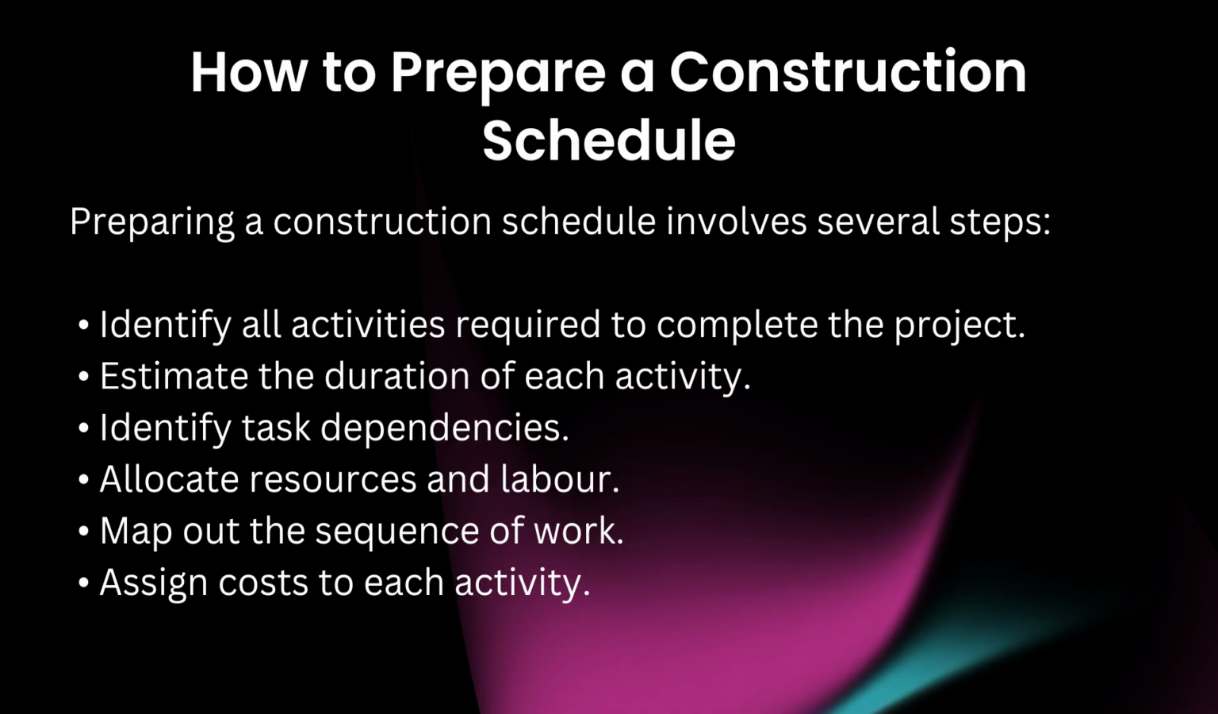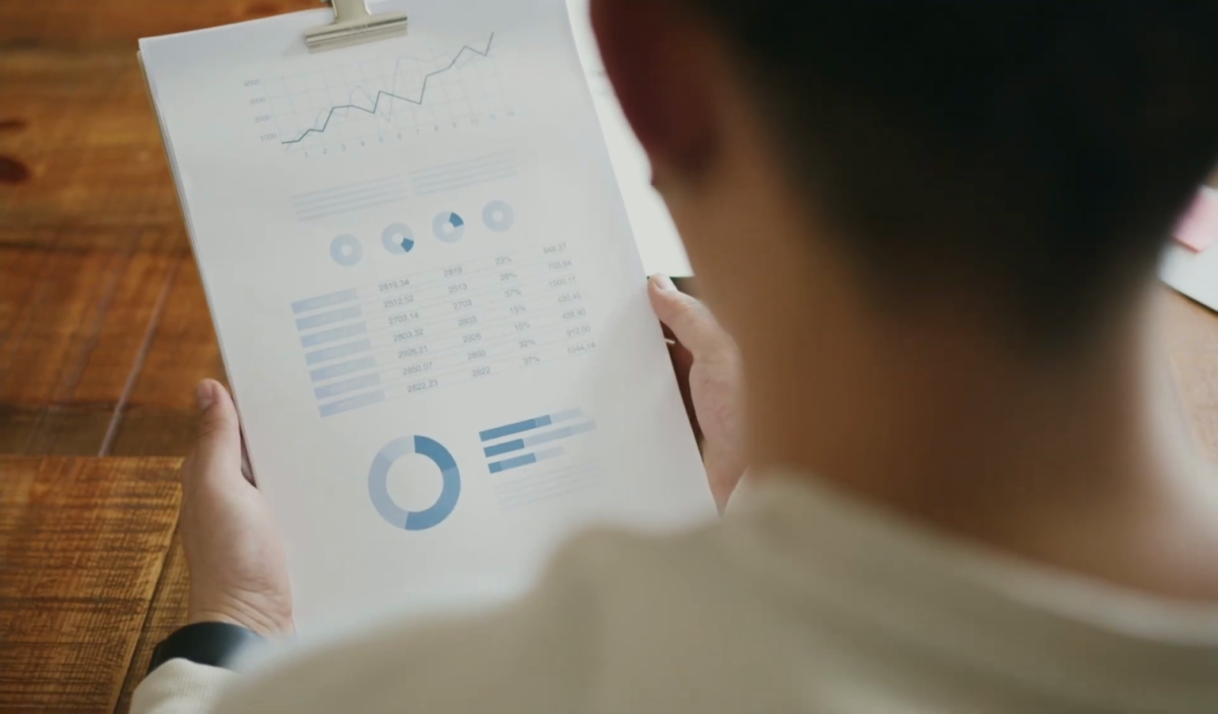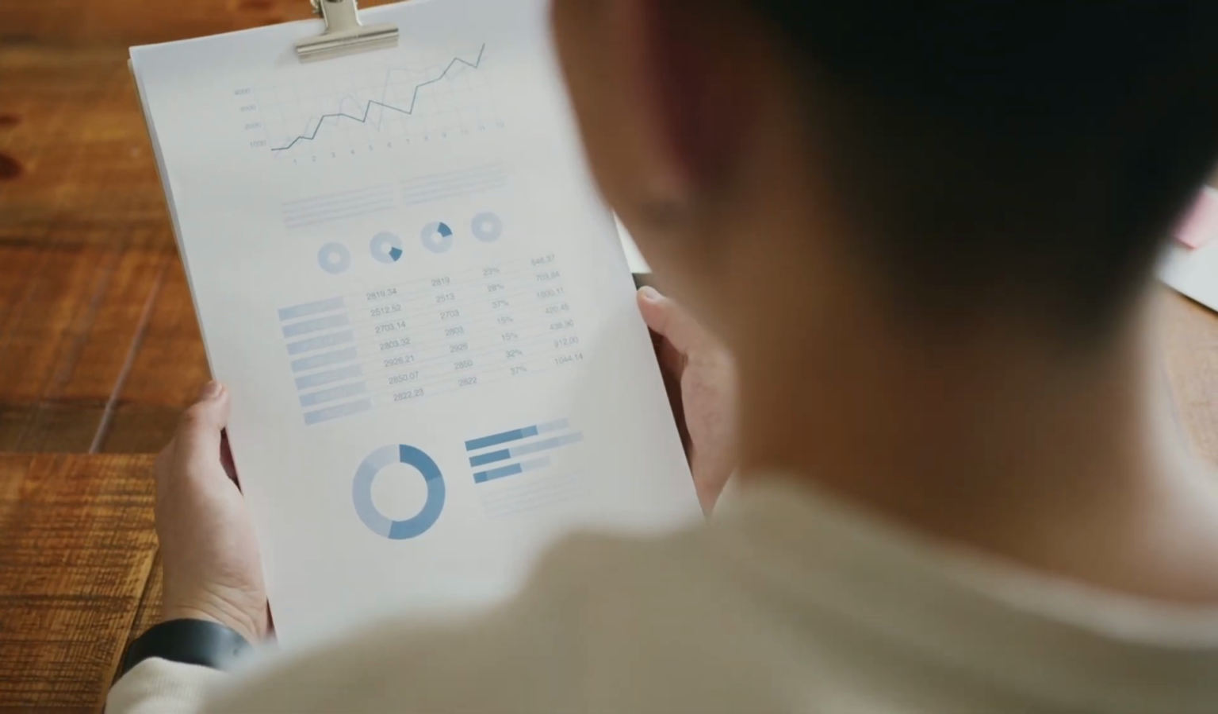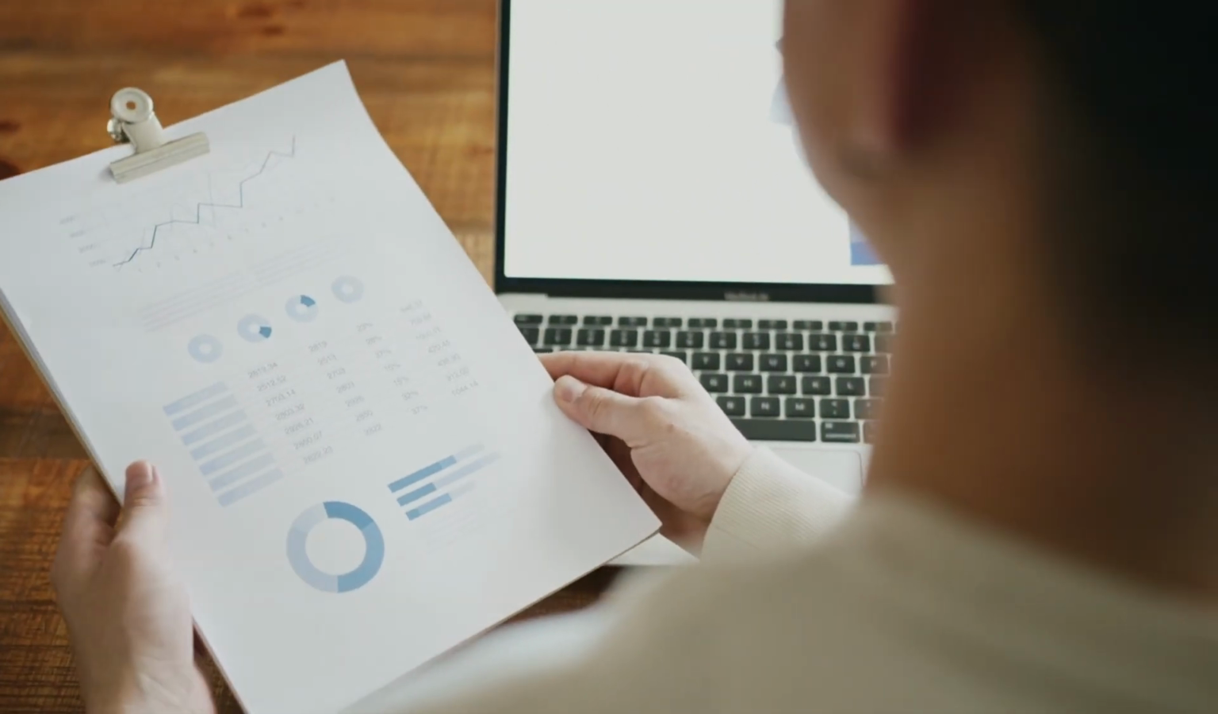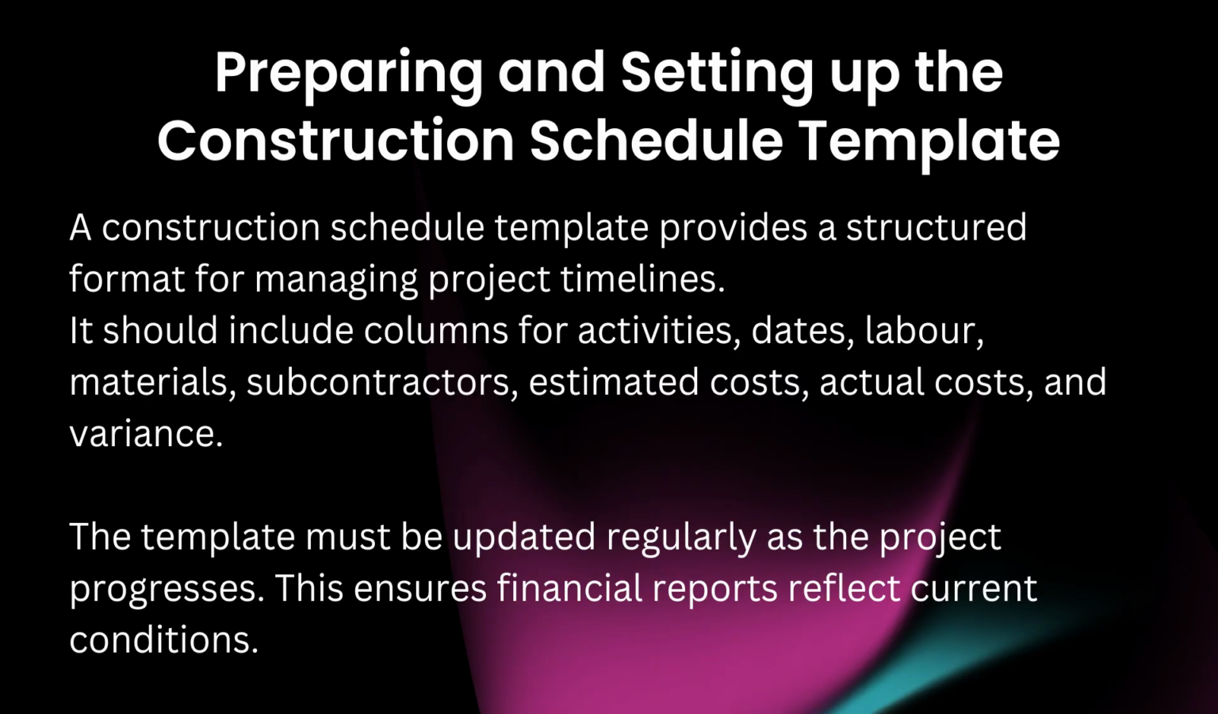How to prepare a construction schedule. Preparing a construction schedule involves several steps. Identify all activities required to complete the project. Estimate the duration of each activity. Identify task dependencies. Allocate resources and labour. Map out the sequence of work. Assign costs to each activity. A well-prepared schedule is essential for generating accurate progress payment claims, allocating expenses, and protecting the financial stability of the business.